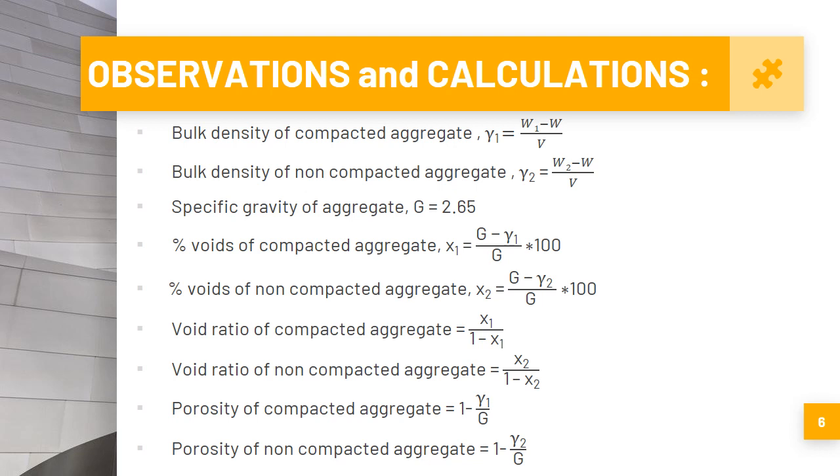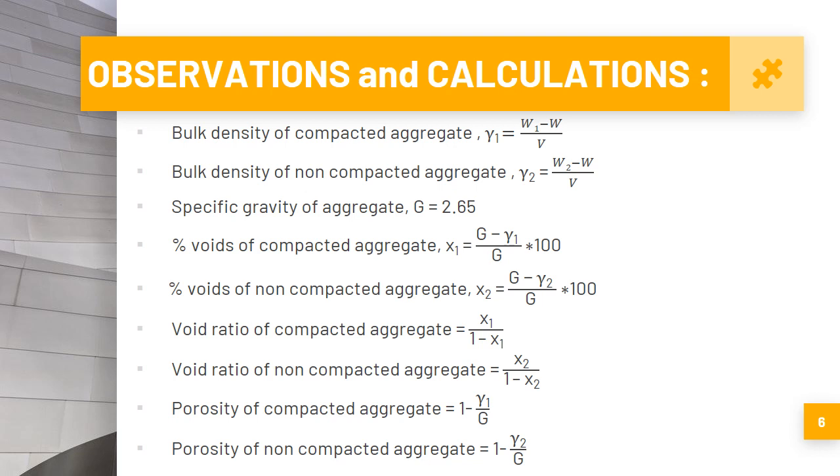Now we can calculate the void ratio using x1 and x2. Void ratio of compacted aggregate is equal to x1 by (1 minus x1), and void ratio of the non-compacted aggregate is equal to x2 by (1 minus x2).